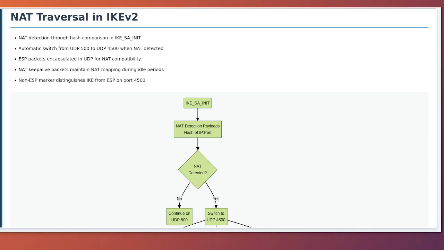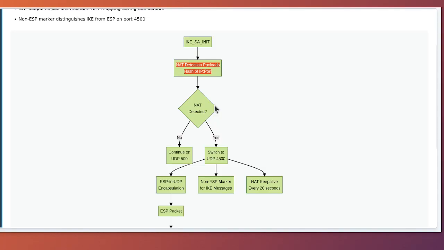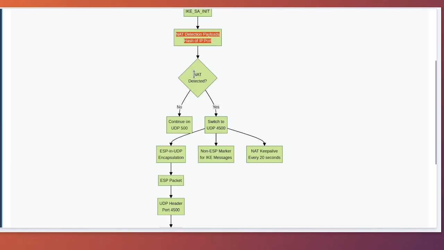NAT detection happens during the IKE_SA_INIT exchange using special notify payloads called NAT_DETECTION_SOURCE_IP and NAT_DETECTION_DESTINATION_IP. Each peer sends hash values of the IP addresses and ports as seen in the IKE_SA_INIT messages. When a peer receives these hashes, it compares them with the actual source IP address and port from which the message arrived. If they do not match, NAT is present in the path.